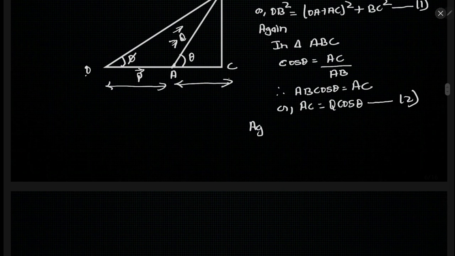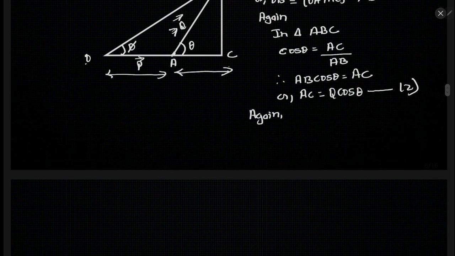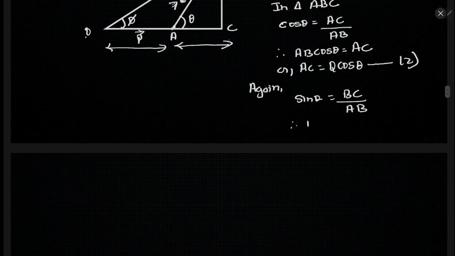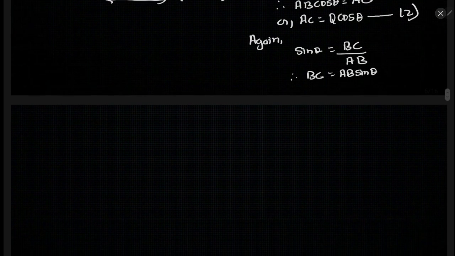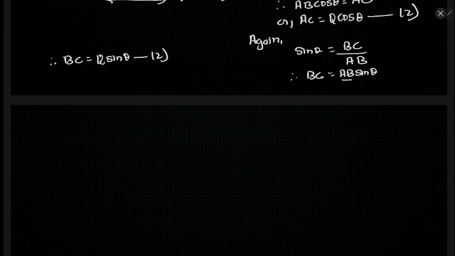Again, sin theta is equal to BC by AB, therefore BC is equal to AB sin theta. Again we will substitute the value of AB, so this will become BC is equal to Q sin theta. This is equation 3.